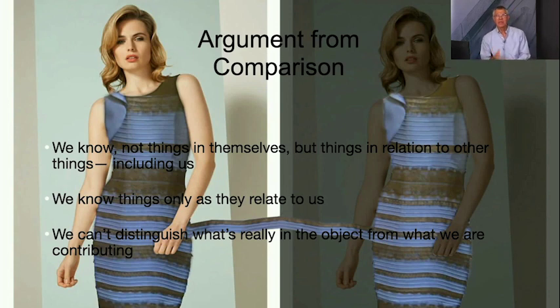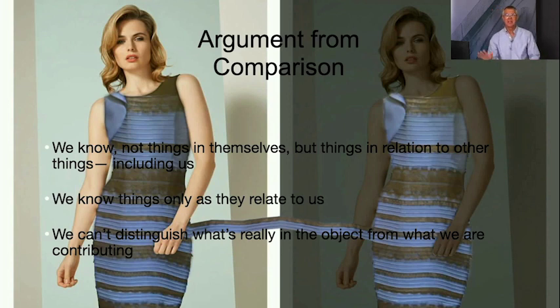A nice way of looking at this is to consider a case like this, which was popular on the internet a few years ago. This particular dress, that is one dress, but in different lighting, it looks very different. In one context, it looks blue and black. In the other, it looks white and gold. And the question was, what color is the dress? All sorts of people fought about it. They said, well, it's obviously black and blue. Someone else would say, no, it's obviously white and gold.